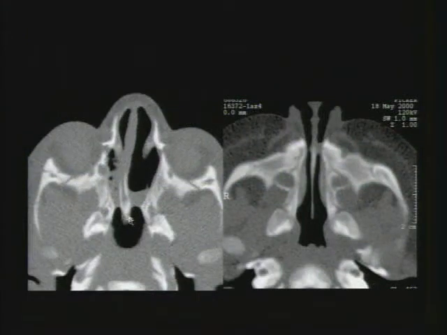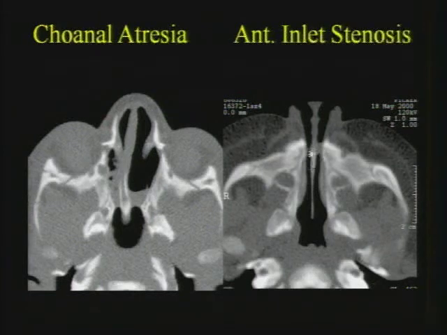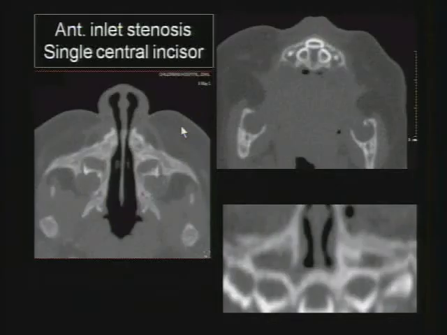This is the child with nasal obstruction, but has patent choanae, but the anterior inlet, or the piriform aperture, another term for it, is very stenotic. So it's a very interesting condition, less common, but it's important to recognize because they may be able to pass a 5 French feeding tube, or they may be unable to pass a tube, and they request a study looking for choanal atresia, and you might find this instead.